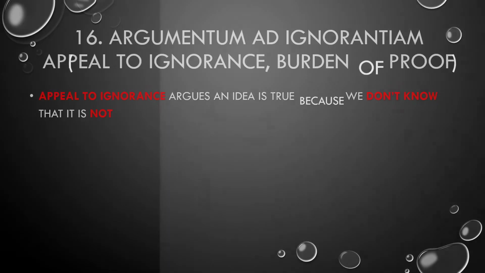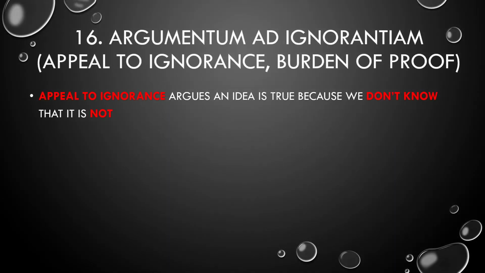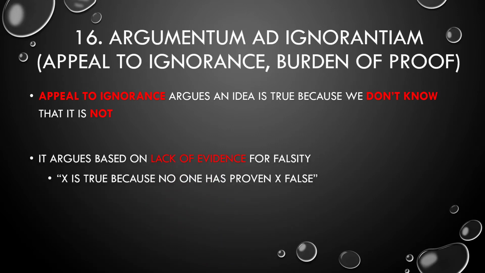Our next fallacy is the argumentum ad ignorantiam, and that argues that an idea is true because we do not know that it's not true. It argues for truth based on a lack of evidence of falsity. X is true because no one has proven X is false. In other words, a lack of evidence is presented as evidence to the contrary. However, a good catchphrase to remember: lack of evidence is not evidence.